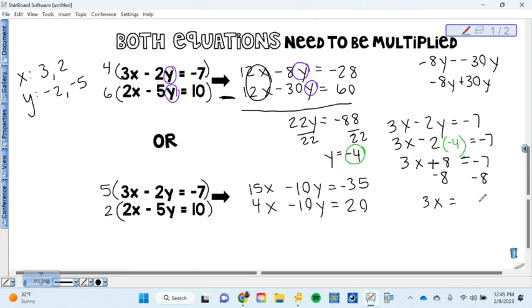You borrow $7 and then you borrow $8 more. How many? -15. And then what? Divide by 3. So x equals -5. Okay, now we got our solution. -5, -4. The second one's easier.